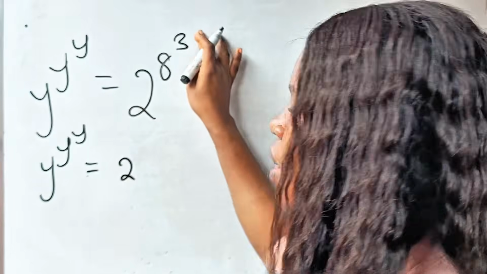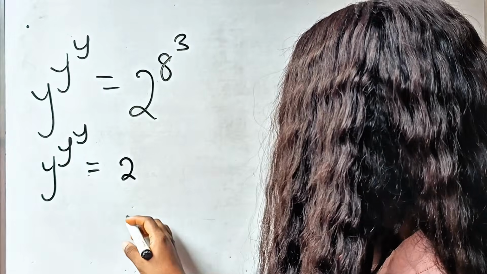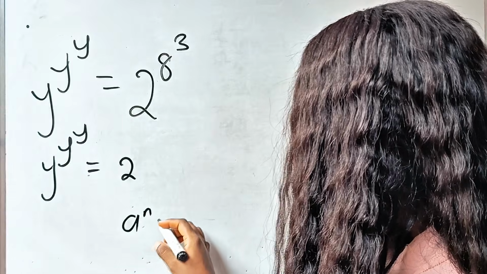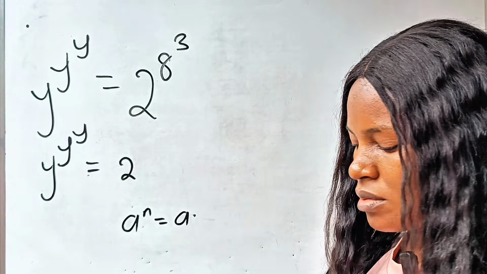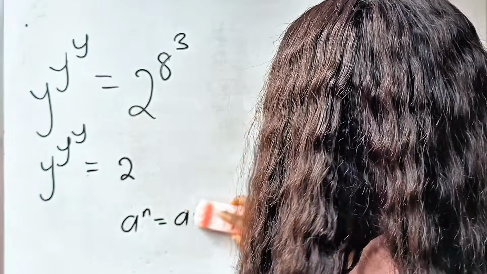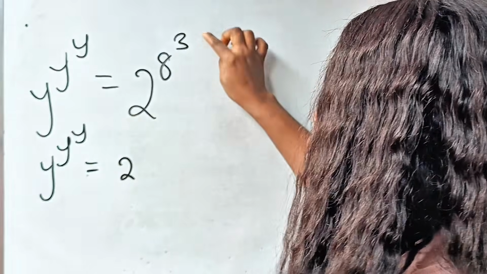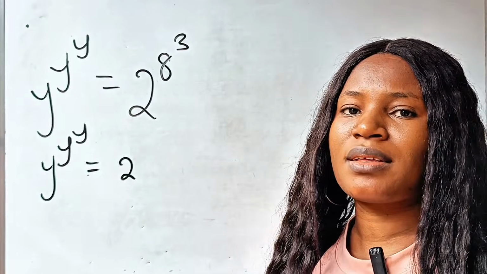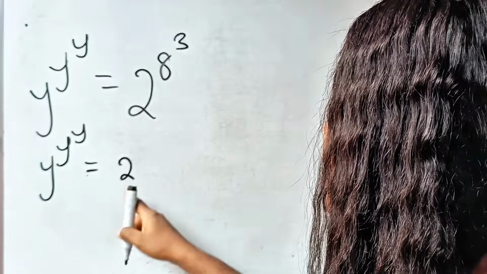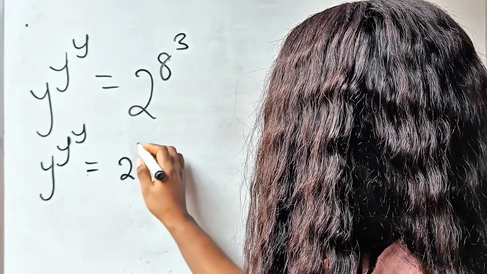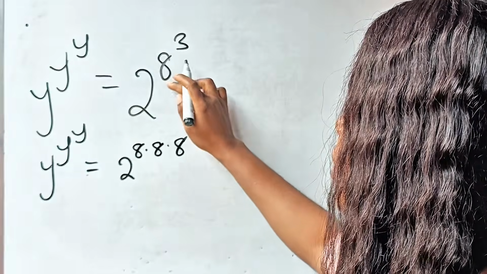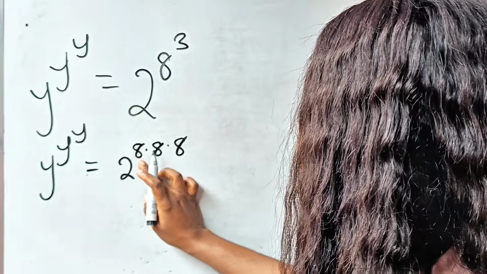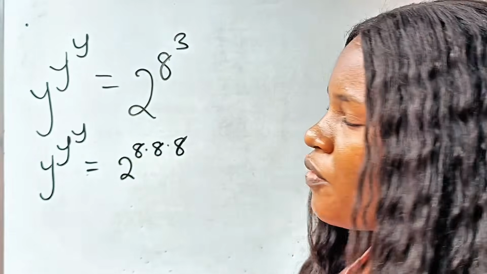Now, 8 to the power of 3. For example, a to the power of n means a multiplied n times. So 8 to the power of 3 means 8 multiplied 3 times. So we can write this as 2 to the power of 8 multiplied by 8 multiplied by 8, because 8 to the power of 3 is 8 multiplied by itself 3 times.